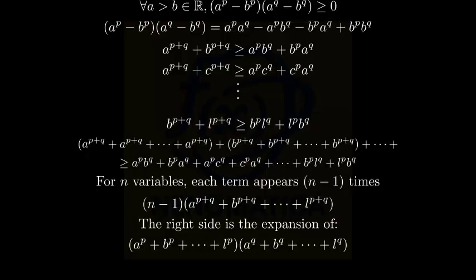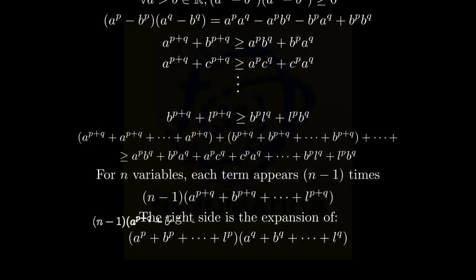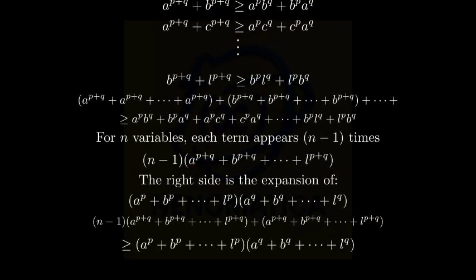To complete our proof, we add the term a to the power of p plus q plus b to the power of p plus q plus, and so on, to both sides of the inequality. By adding this term to both sides, we get n minus 1 times the sum of a to the power of p plus q, b to the power of p plus q, and so on, plus the same sum, is greater than or equal to the product we identified earlier.